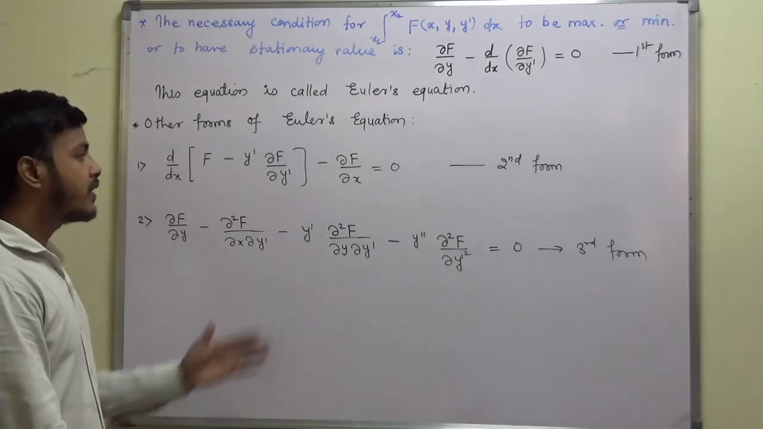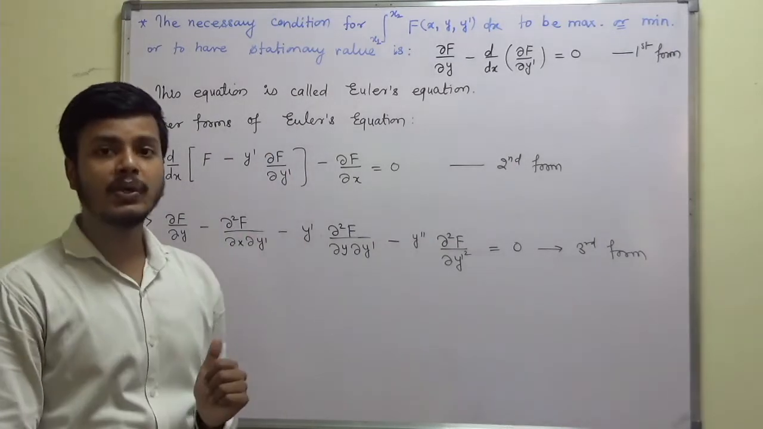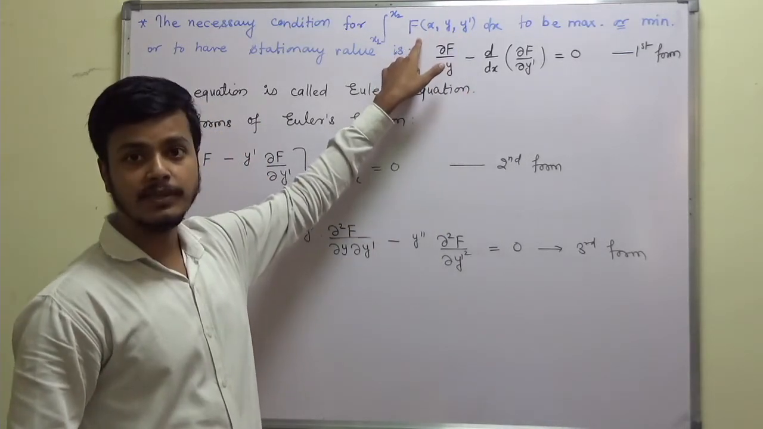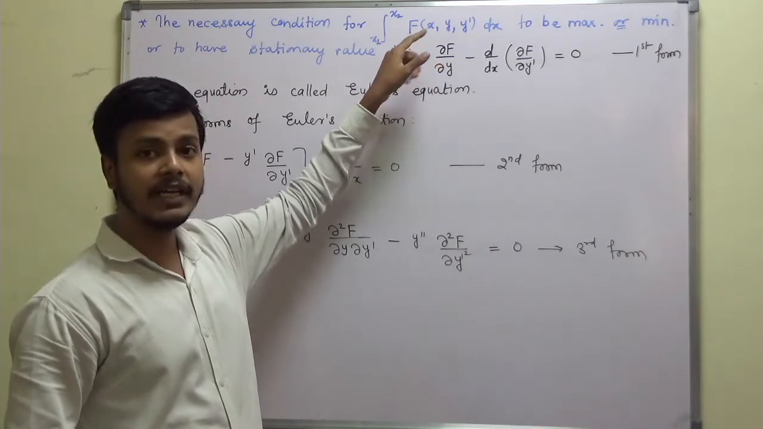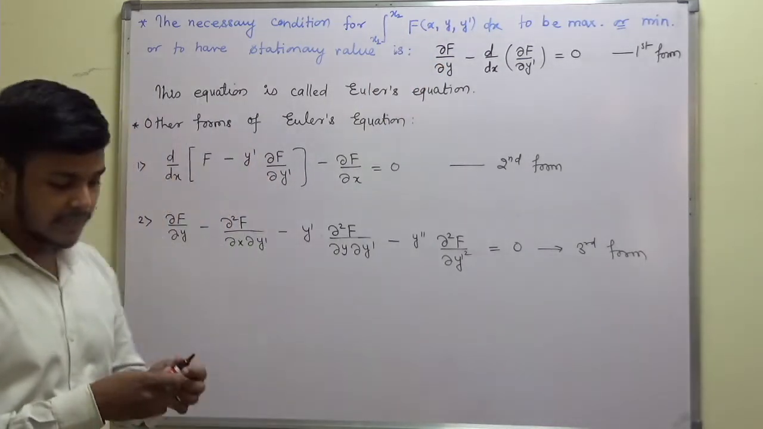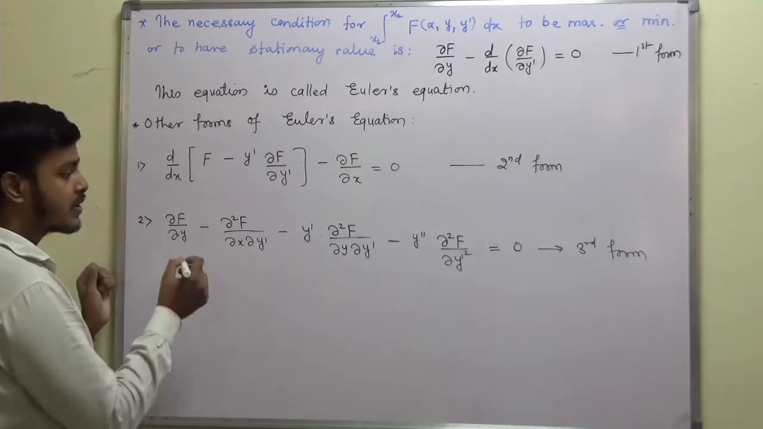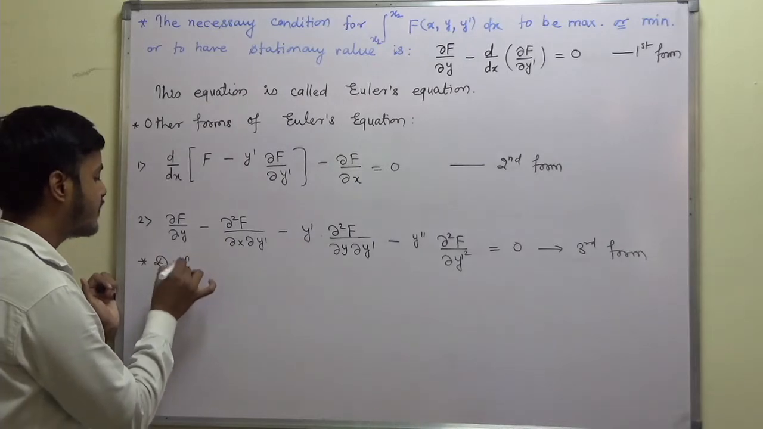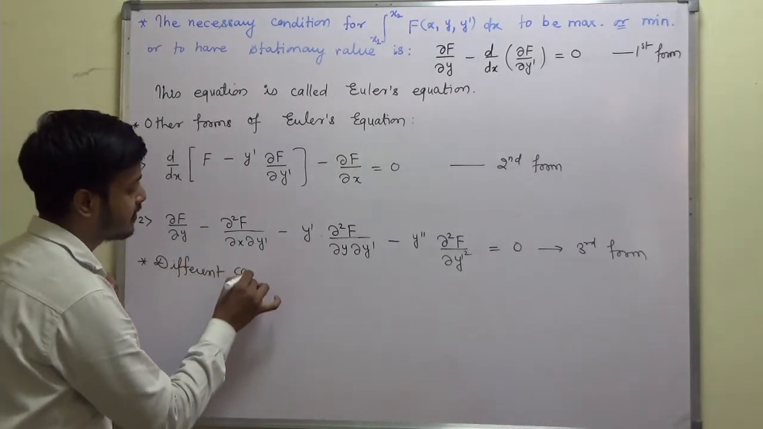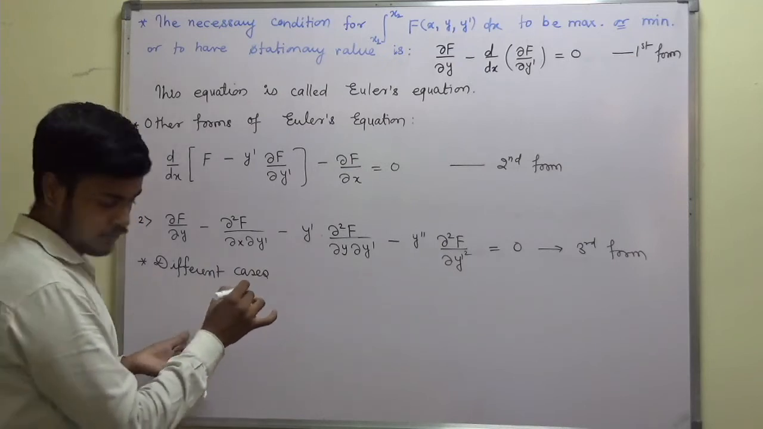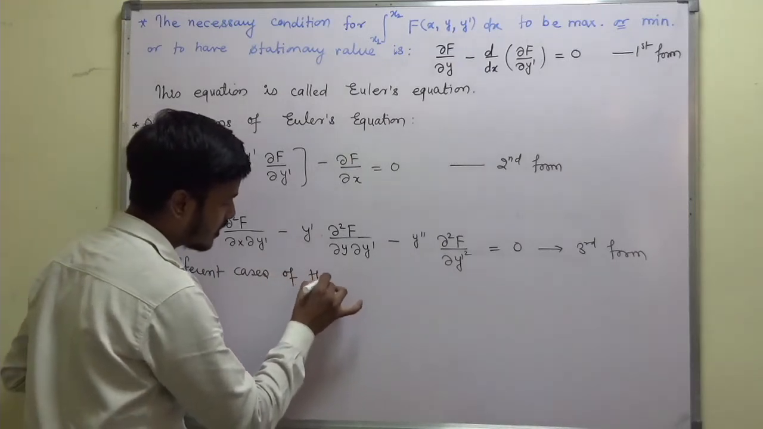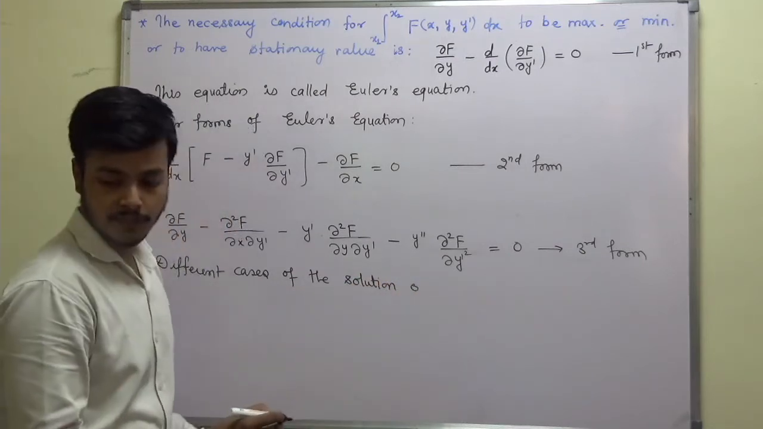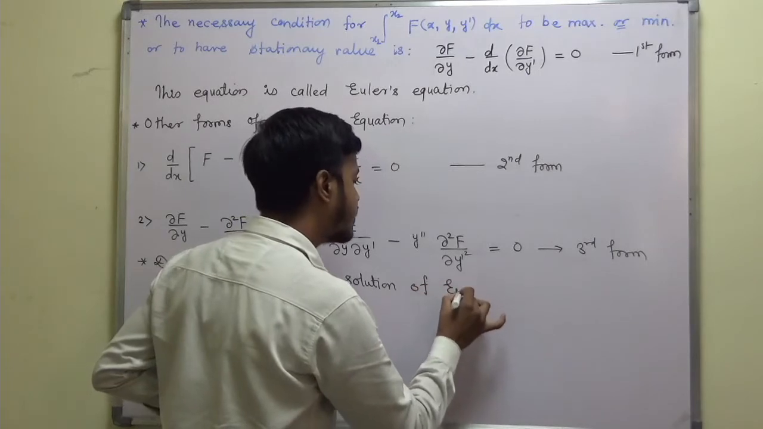Because on the basis of these three forms of Euler's equation, we have certain cases on this f function. And with the help of that, we will have some solutions to the Euler's equation. So let me now introduce you to different cases of the solution of Euler's equation.